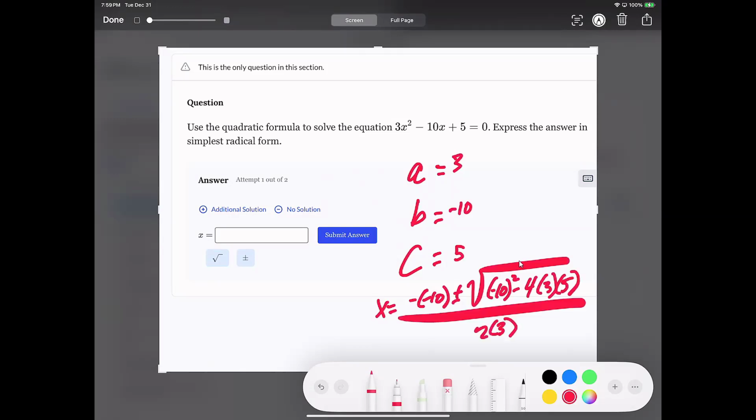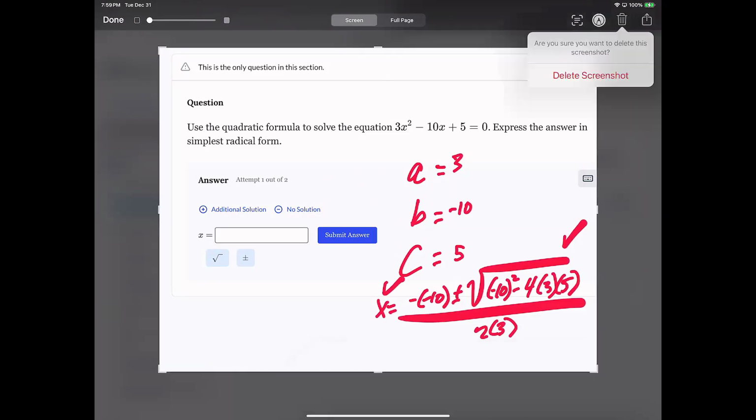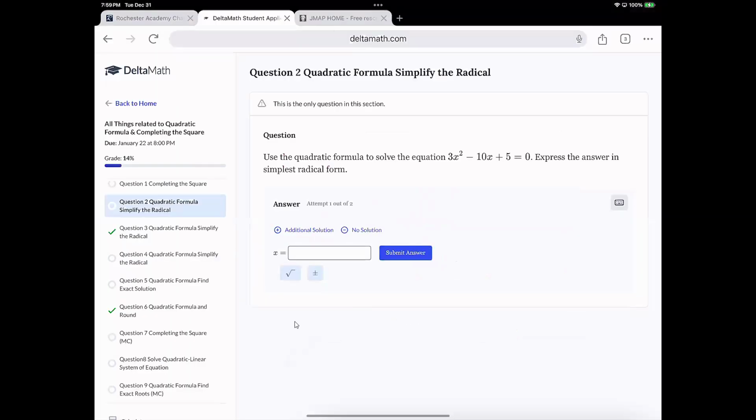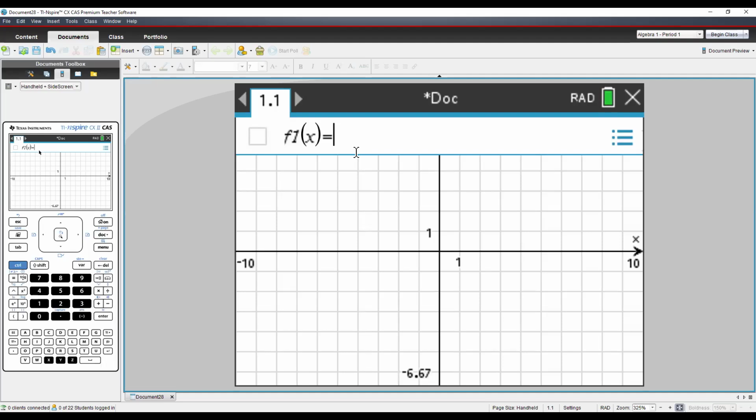Now, you got to do this. Again, I'm going to keep saying this: you got to do this to show the test makers that you know how to use the quadratic formula. Once you've written this on your paper, we're done with it. We're going to use the calculator from here on out. So I'm going to delete this and grab the calculator. Where are you, calculator? Right here. Now, again, we're going to go to the graph and enter that equation.